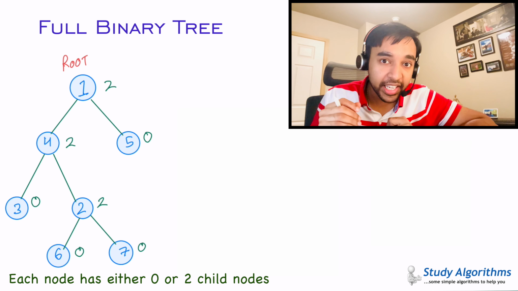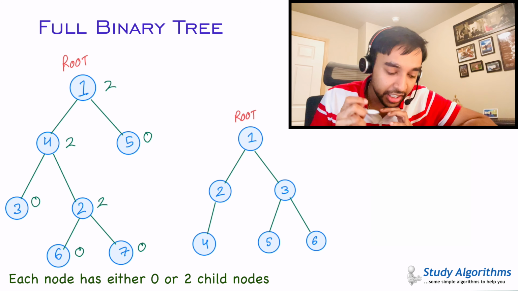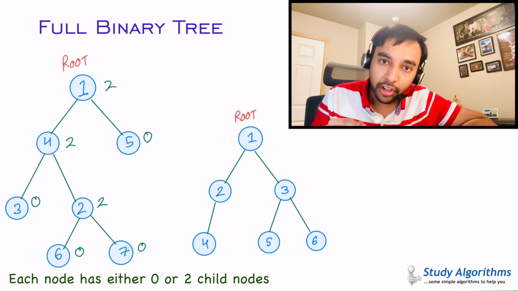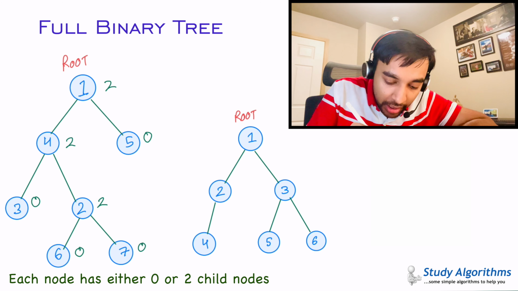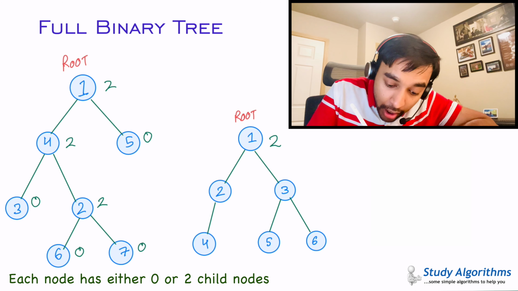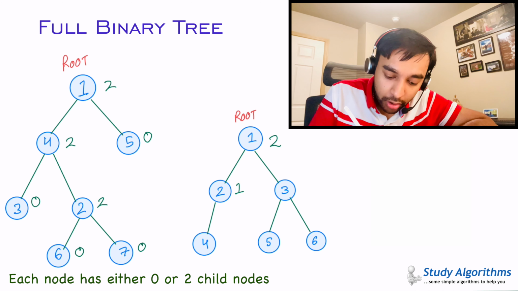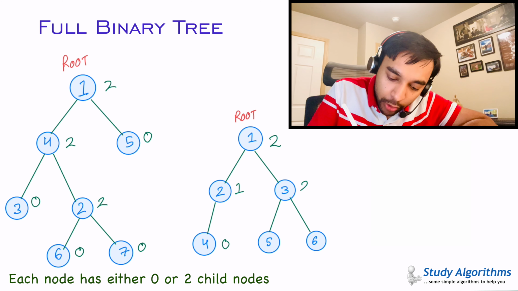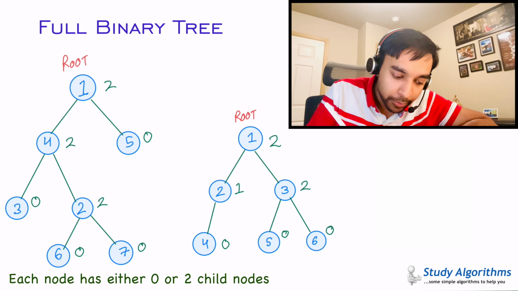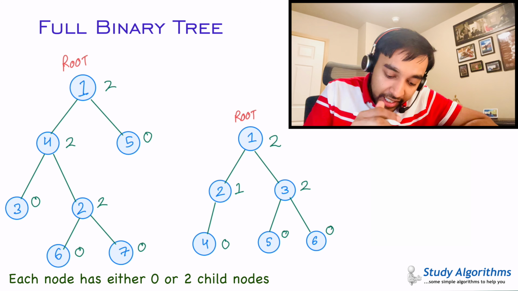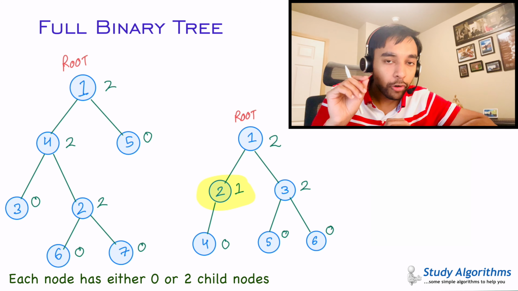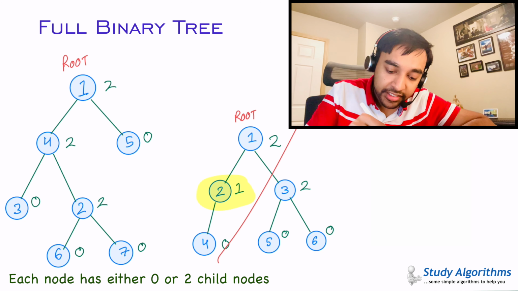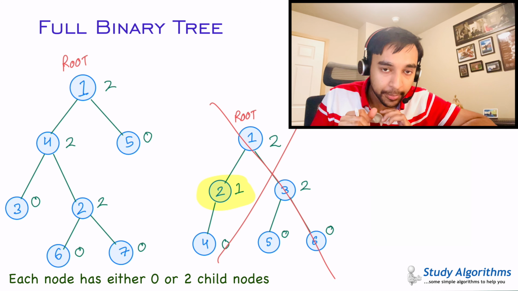Let us look at one more example that does not satisfy this criteria. I have this tree in front of me, and let us try to find out the child nodes of all the nodes. Node number 1 has two child nodes. Node number 2 has one child node. Node number 4 has 0, then 2, then 0, and then again 0. As you can see, in this tree, node number 2 does not fulfill the criteria of a full binary tree. It has only one child node, and hence this tree is not a full binary tree.